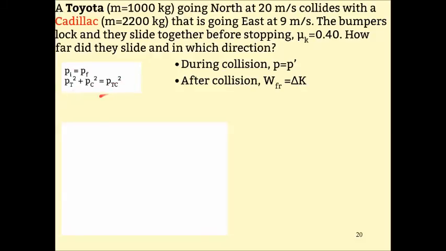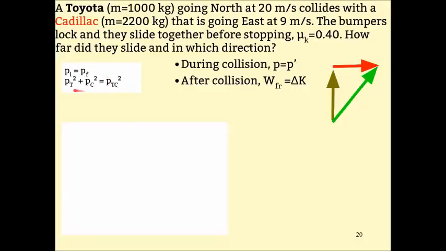So but you have to be careful because this one's going north and this one's going east. So now I have to look at these as vectors. The black one represents the Toyota that's going north, and the red one is the Cadillac going east. I didn't draw these to scale, so just give us a picture. And the green one would represent the final momentum.